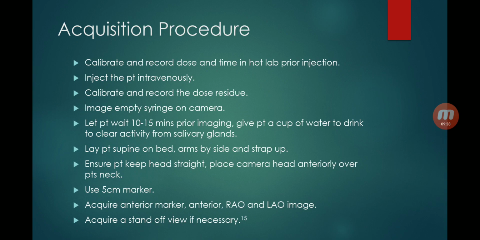Lay the patient down on the bed, arms by the side and strapped up. Ensure patient keeps head straight. Place camera head anterior over the patient's neck. Use 5 cm marker and we do anterior marker, anterior, RAO, and LAO pictures. A standard view picture will be done if necessary.